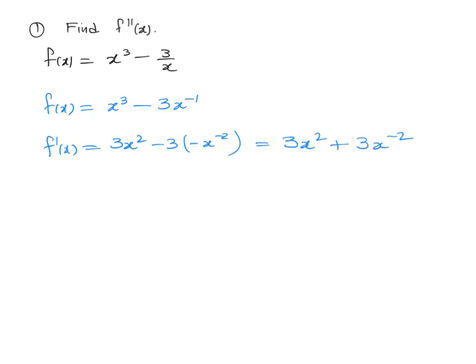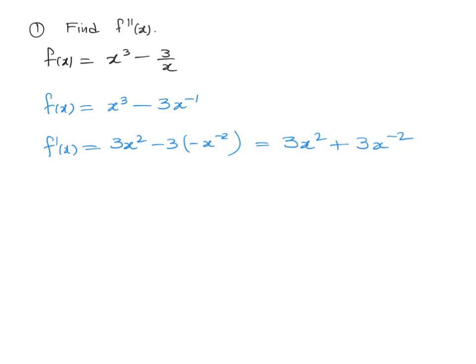And of course, I could have just gone directly from here to here without too much trouble just by multiplying the negative 1 times the negative 3. But anyway, here is the first derivative. And this is written in a convenient way for taking derivatives again, so I'm going to do it again.